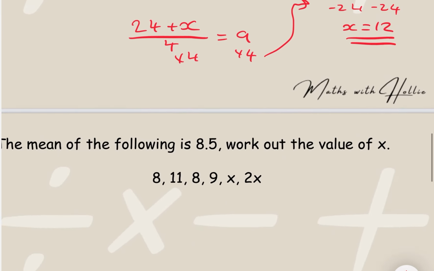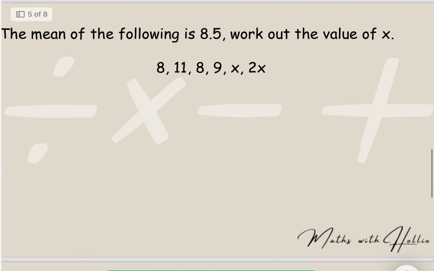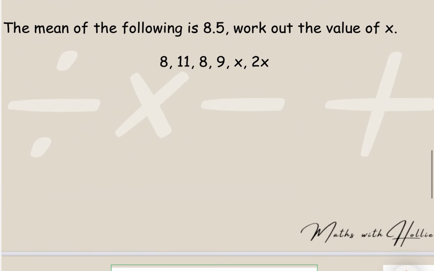Right, let's go on to a similar one, but this time there's two numbers we don't know. So it says the mean of the following is 8.5. Work out the value of x. Okay, so I'm going to set it up exactly the same way. So if you want to pause it and have a go, go ahead. But I'm going to add all these numbers together.